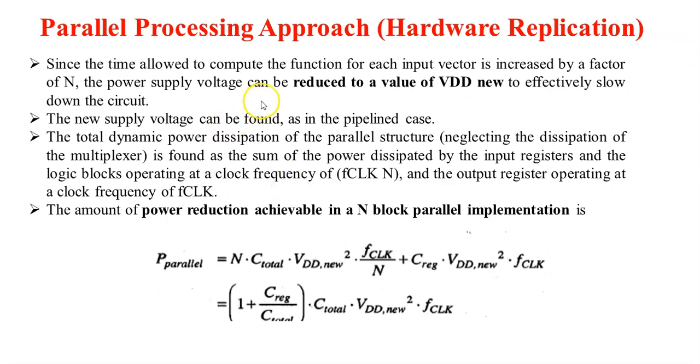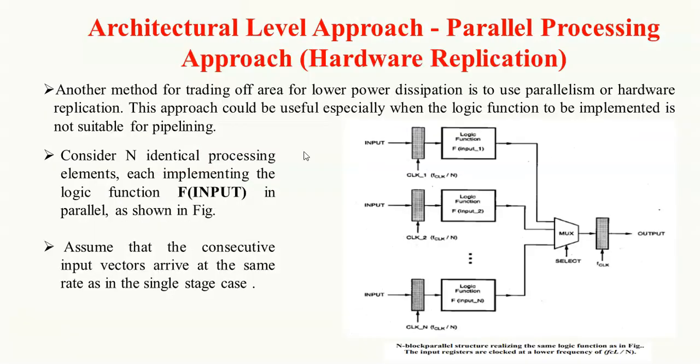Here, when the frequency is less, that means f clock by n is given to each input register, so the value of VDD can be reduced, denoted as VDD new. The new power supply given to the parallel processing approach is similar to pipelining. In the parallel processing approach, n blocks are connected in parallel.